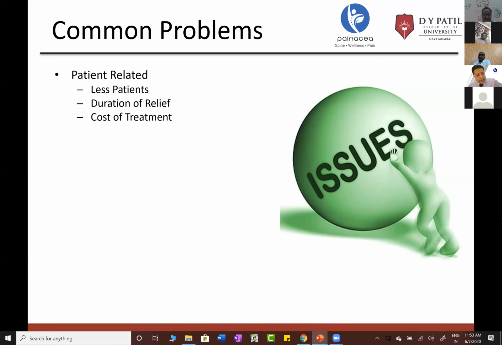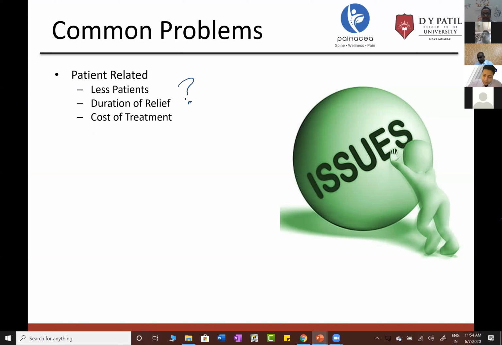So number one is that many physicians complain that the patient load is very less because the duration of relief is less, and the cost of treatment. Today also there was a talk on cost of treatment. So this is the number one question which bothers the physician.